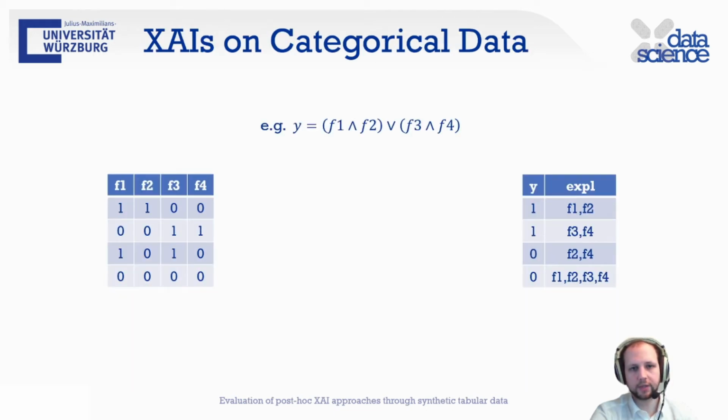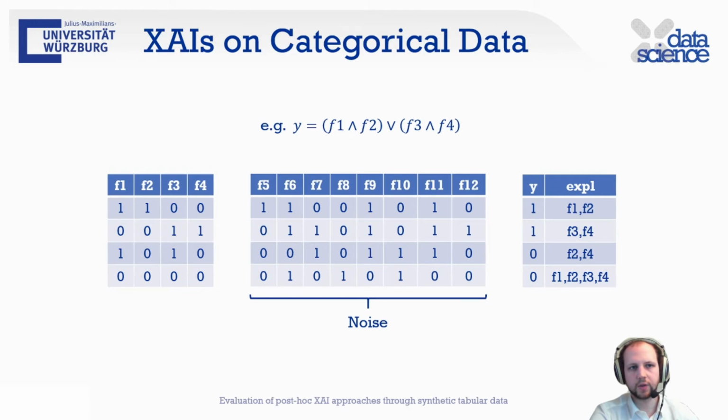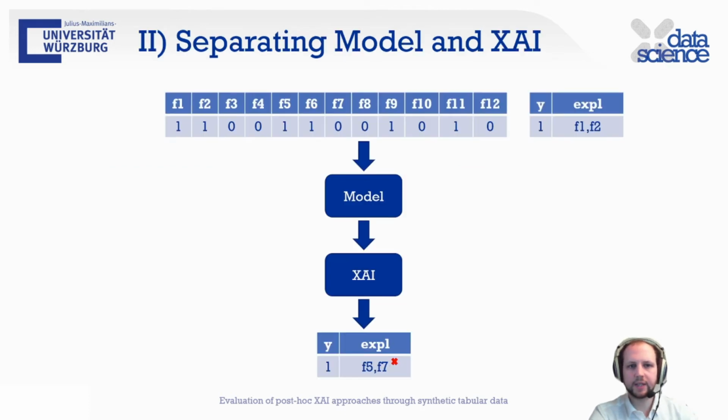With these explanations, we can now create synthetic datasets generating label and explanation from a Boolean function. We also add noise features that XAIs can falsely consider as relevant. Feeding these inputs to model and XAI, we however arrive at a second challenge we need to address. Consider that the outputs given by the XAI do not match our gold standard explanations. In this case, we are still not sure whether the XAI has made a mistake or the model has made a mistake and the XAI has explained it correctly.